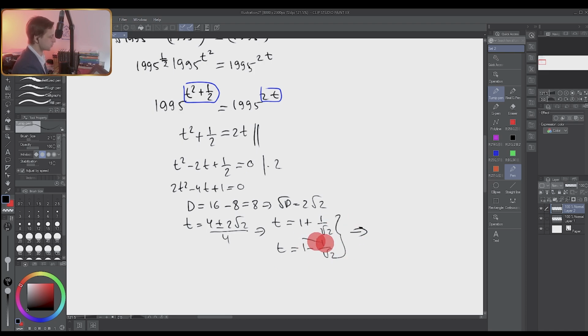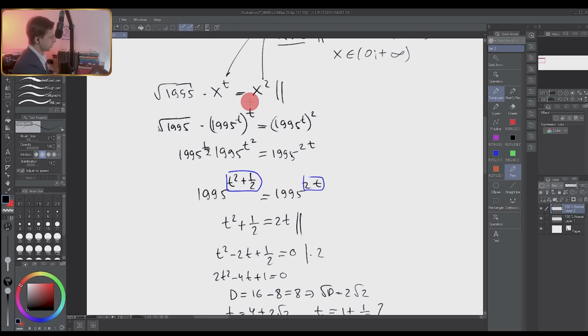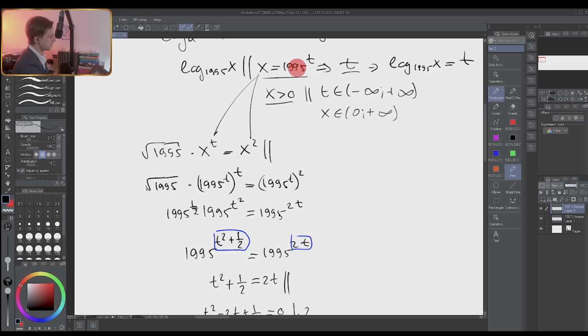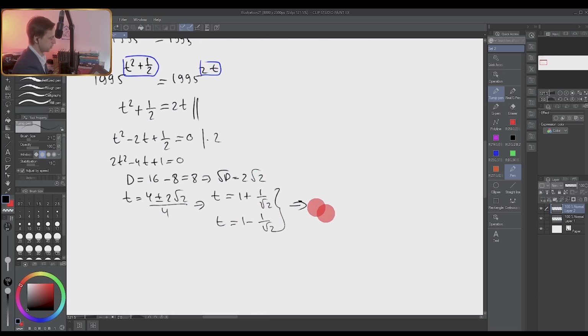And finally, let's go back to our substitution. Let's remember that we were actually looking for x, and x is 1995 to this power. So x should be equal to 1995 to the power of 1 plus 1 over square root of 2, or x is equal to 1995 to the power of 1 minus 1 over square root of 2. And these are two different roots of your equation.